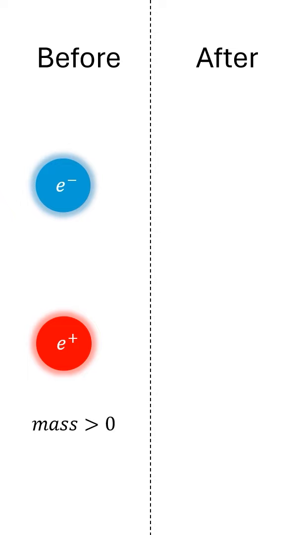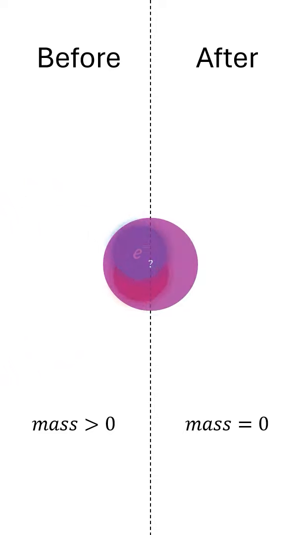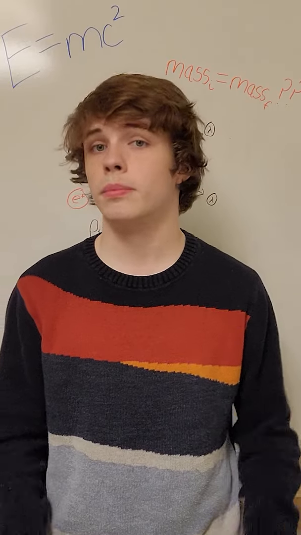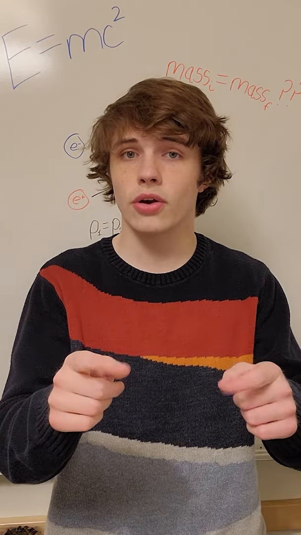The next thing you need to know is that electrons and positrons are what is called a particle-antiparticle pair. This means that when they collide, both are destroyed. In the case of electrons and positrons, no mass is left behind. So if our initial mass has to be equal to our final mass, what happened to the mass of those two particles? Believe it or not, you probably already know.